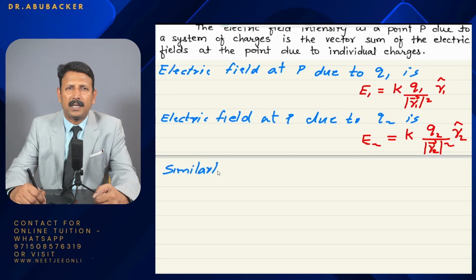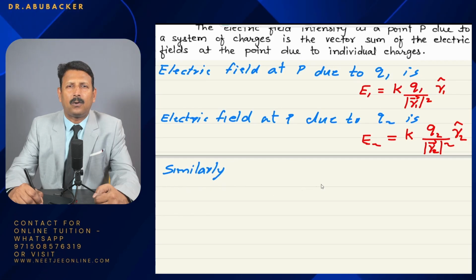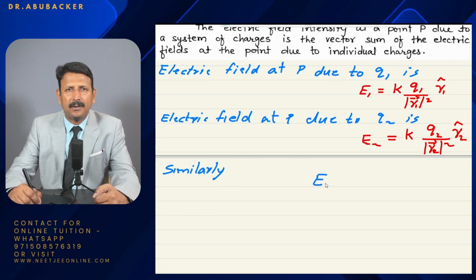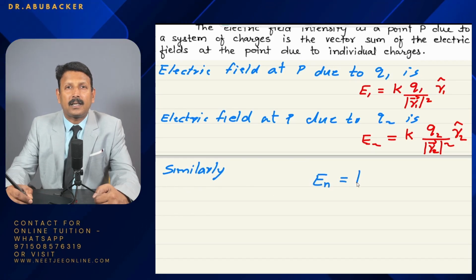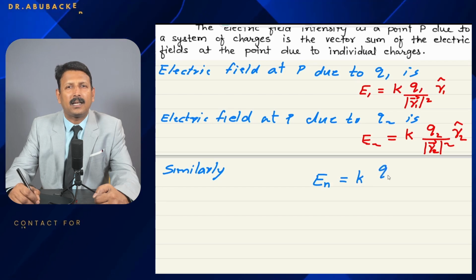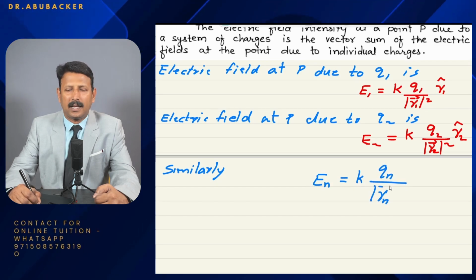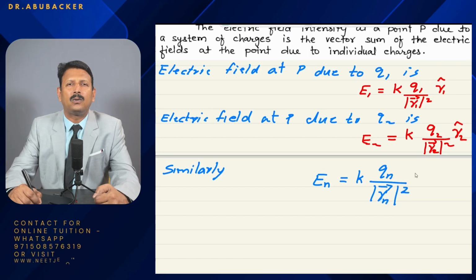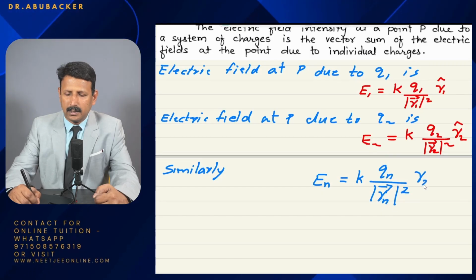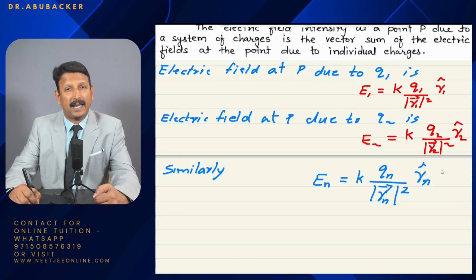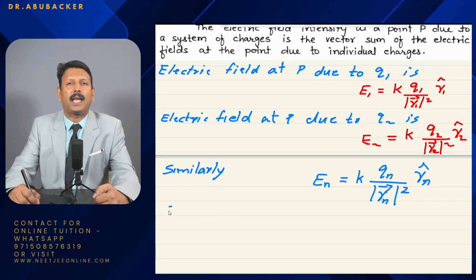So let me write here similarly. For E3 we can write K Q3 by modulus of R3 square, R3 cap. I write the last one, En is equal to K Qn divided by modulus of Rn square, Rn cap.